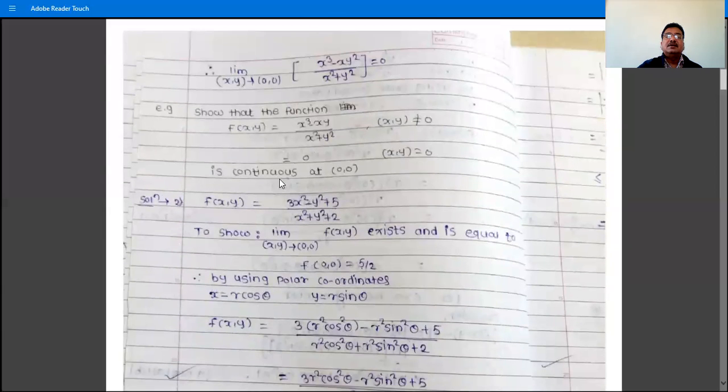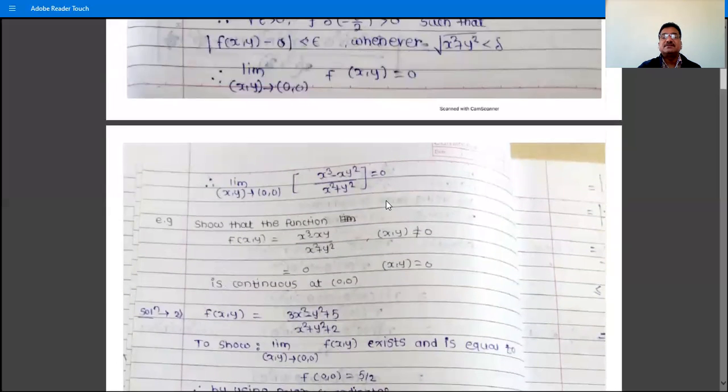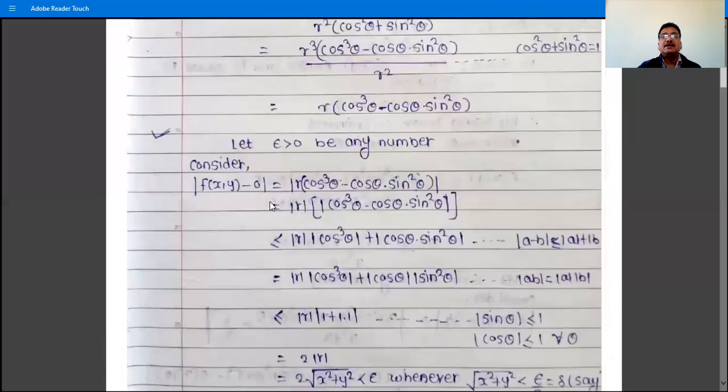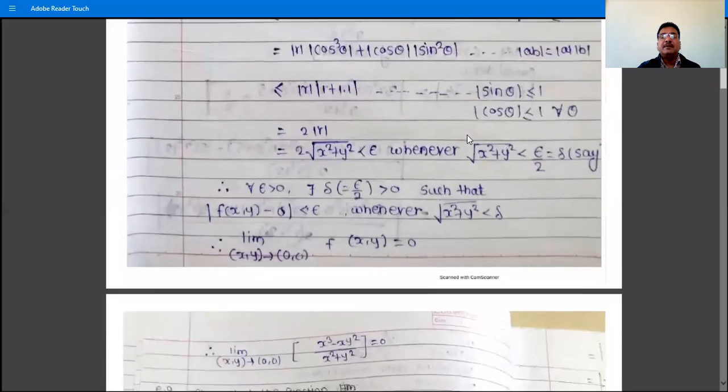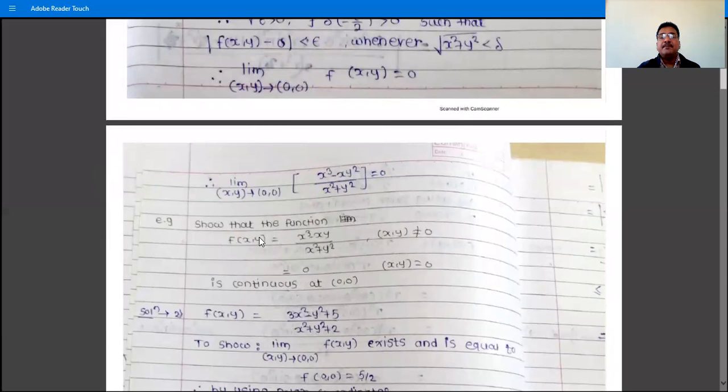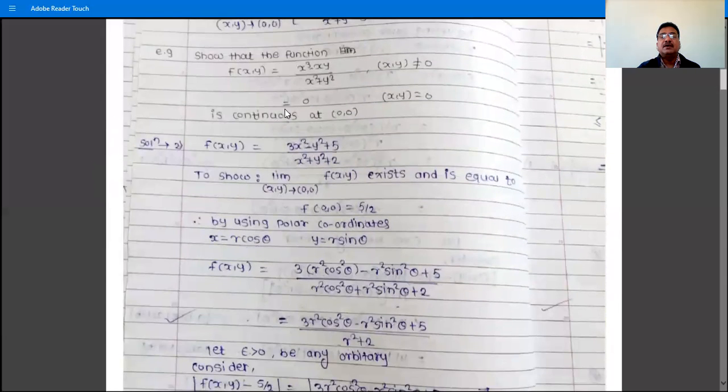And if the problem is for continuity, then just write one more sentence: that the limit as (x,y) tends to (0,0) of f(x,y) is equal to 0, exists and is equal to f(0,0), and therefore f(x,y) is continuous at (0,0). That is, if the same problem is in this form, then write the same answer and write one more sentence, that the limit of f(x,y) exists and is equal to f(0,0). So this is the second problem.